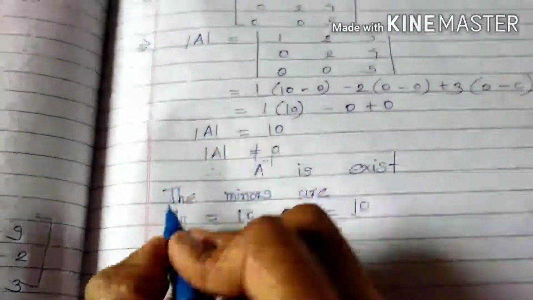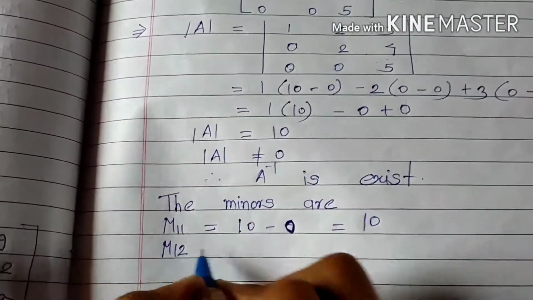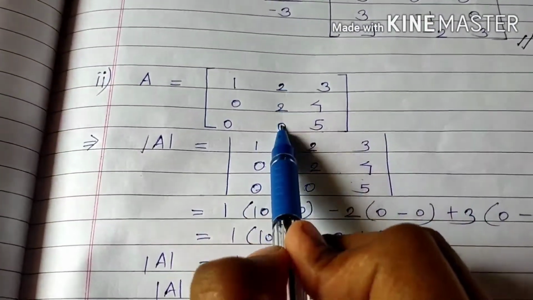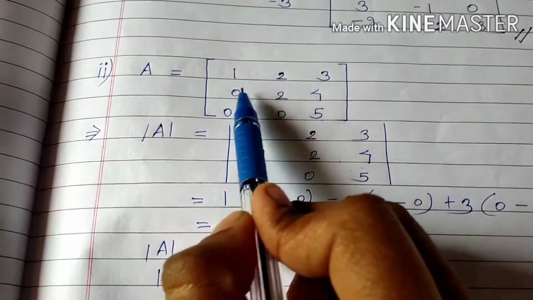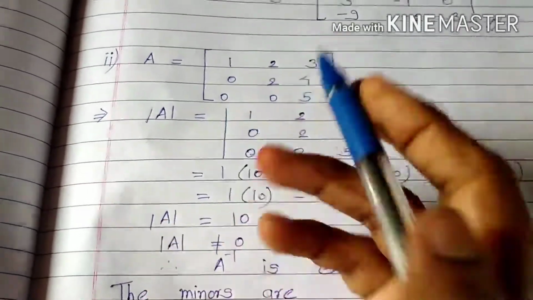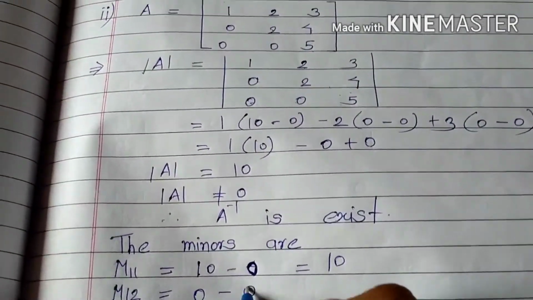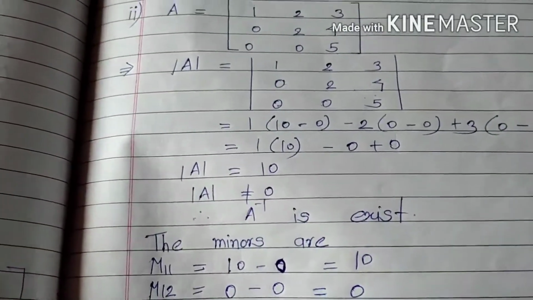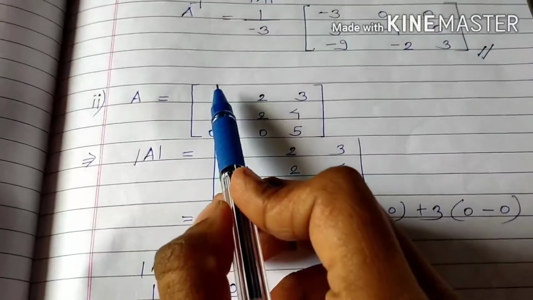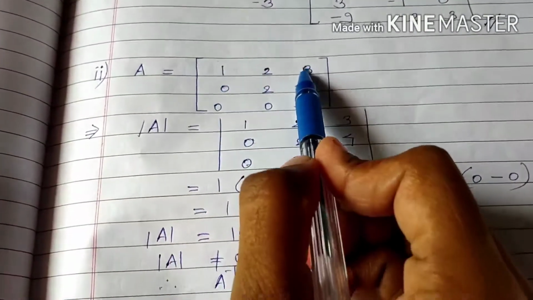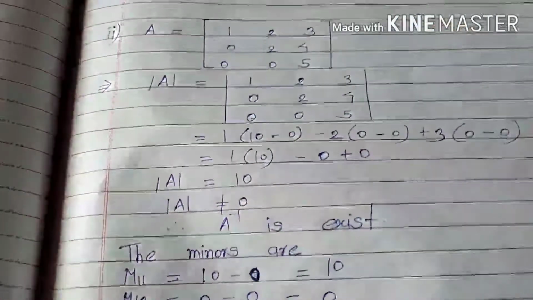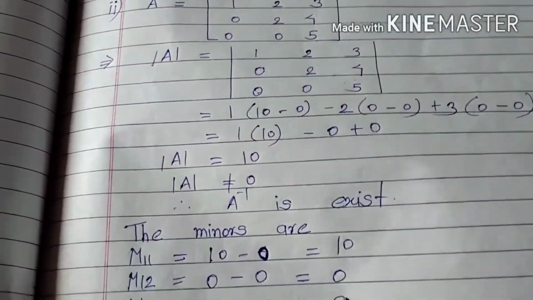Next, M12. Deleting the first row and second column, you get 5 into 0, 0, 4 into 0, 0. So the answer is 0 minus 0, which is equal to 0. Next, M13. After deleting the first row and third column, you get 0 into 0, 0, 0 into 2, 0. So 0 minus 0 is equal to 0.